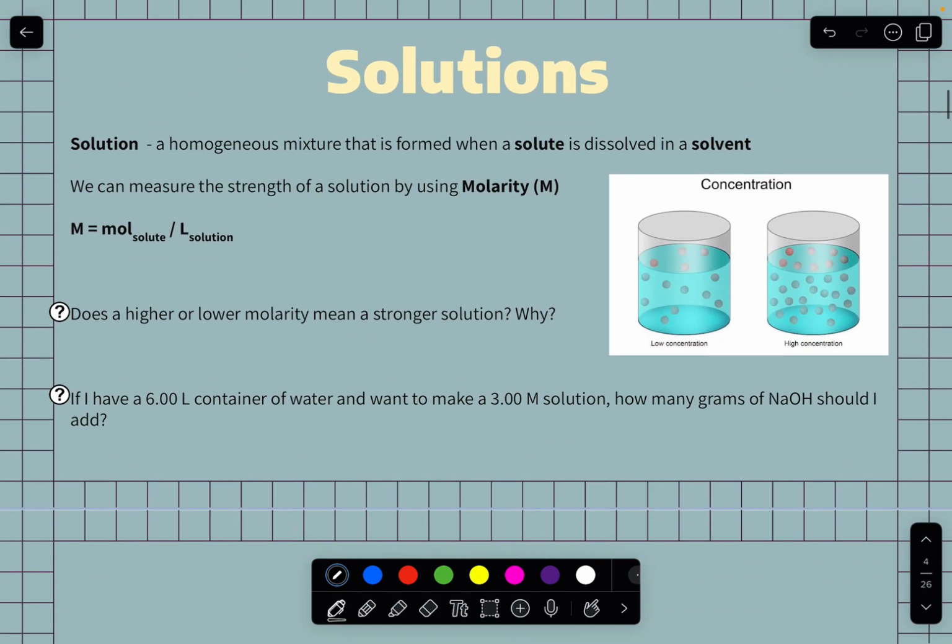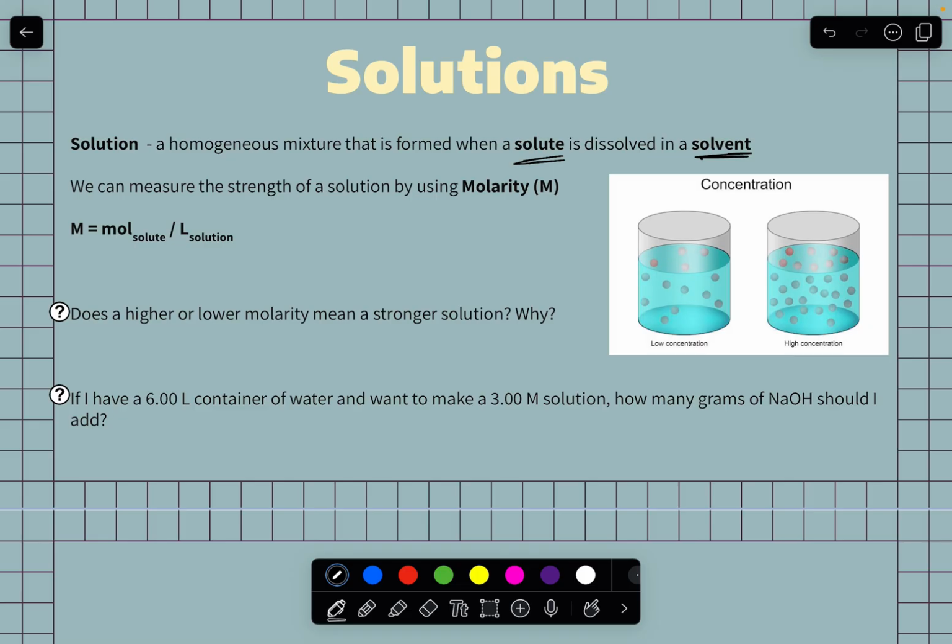Right? So for solutions, remember a solution is a homogeneous mixture that's formed when a solute is dissolved in a solvent. So the solute is what you're putting in. That's like the salt, the sugar, whatever you're putting in. The solvent is what is doing the dissolving. That's the water, the coffee, the tea, whatever it is.